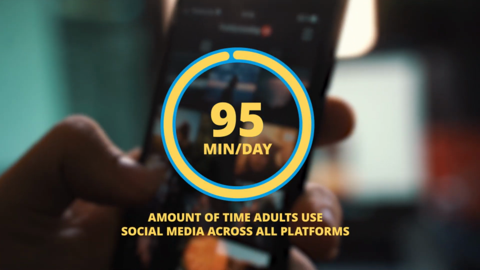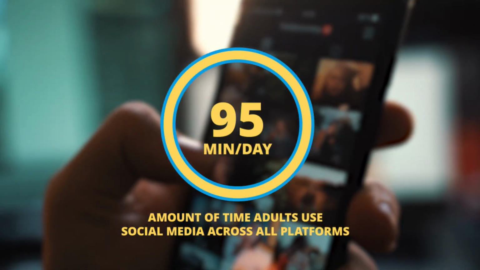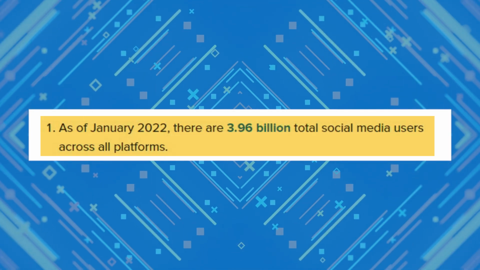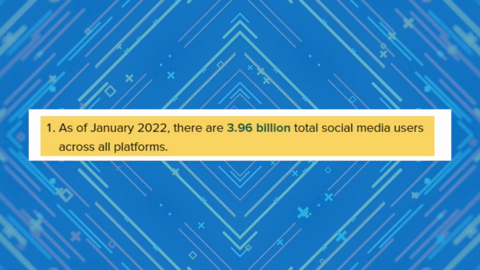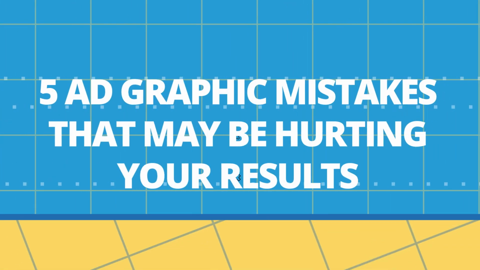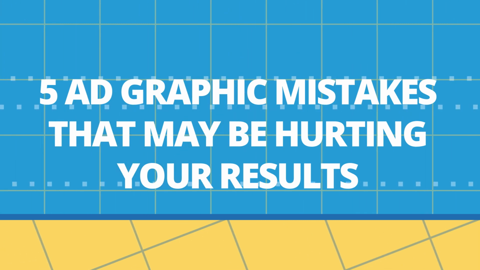The amount of time adults use social media across all platforms is now at an all-time high of 95 minutes per day. And with over 3.9 billion total social media users across platforms, social media ads are only getting more and more effective in getting sales. With that said, your ad graphics play the important role of visually convincing your customers to spend on what you're selling or the service you're offering. But if your designs are ineffective, they may be hurting your results instead of helping seal the deal with your potential customers. That is why in today's video, we're going to talk about 5 ad graphic mistakes that may be hurting your results.